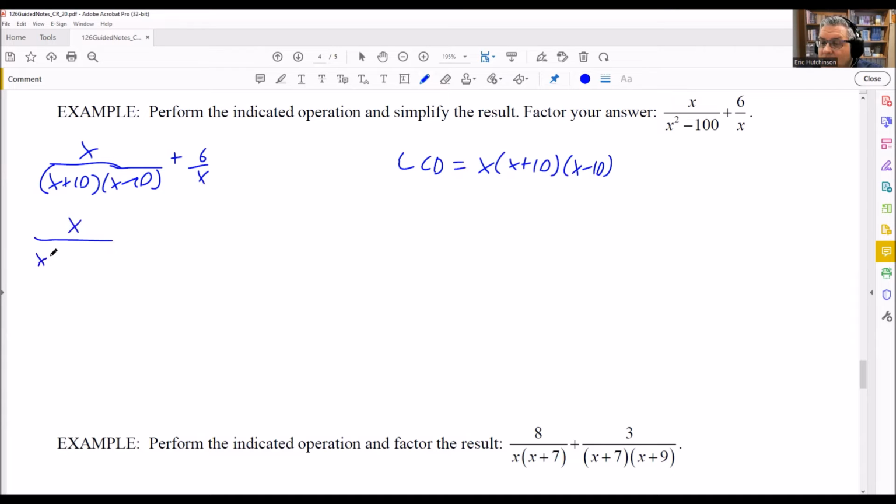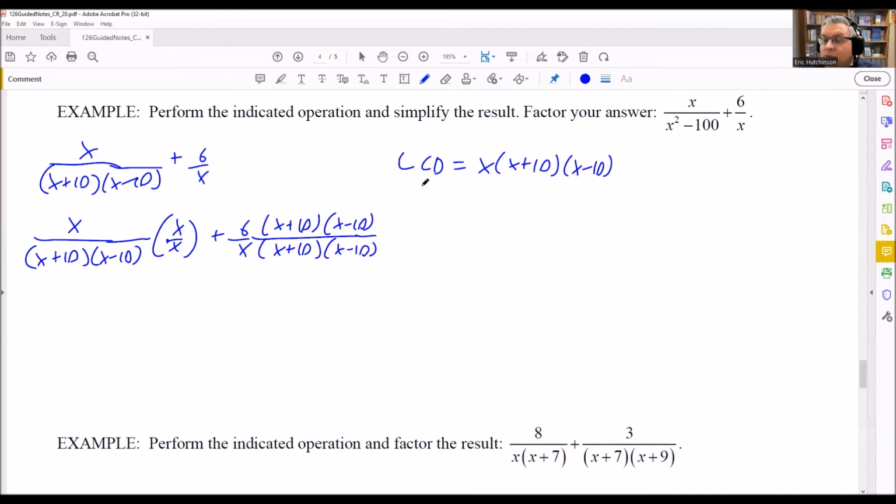So the first one has the (x plus 10)(x minus 10), but in order to get the LCD, we'll need to multiply by the x, because the x is the part that's missing on that one. Next, we have 6 over x, and then we're multiplying by what this is missing, (x plus 10)(x minus 10). We're just multiplying by a power of 1, so we're not changing the problem by doing that. First fraction, multiply across the top, x squared. On the bottom, we have x times (x plus 10)(x minus 10).